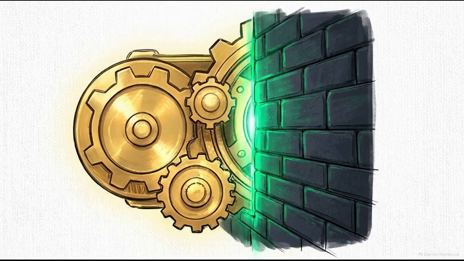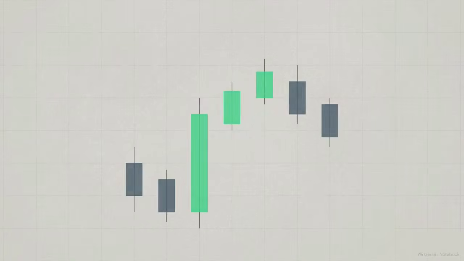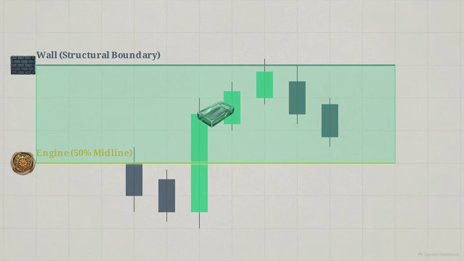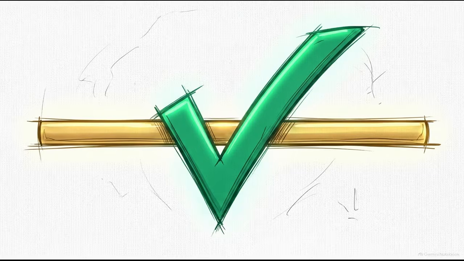We can now synthesize these two variables to construct a high-probability execution container, the golden zone box. This visual shows how the container is built. It only forms when the dynamic momentum of an engine sits directly against the macro boundary of a wall. The area between them is your zone. The non-negotiable rule of this framework is simple. Every valid golden zone box must explicitly include a 50% midline.